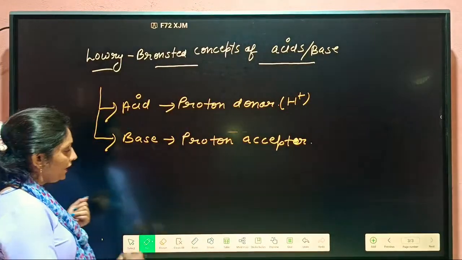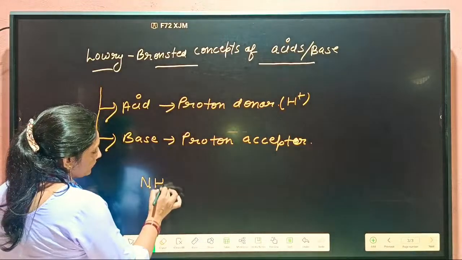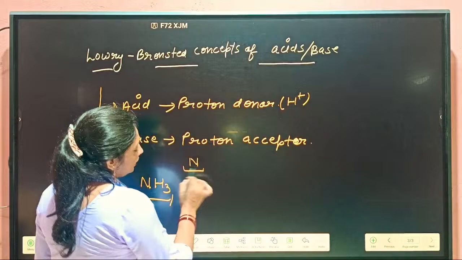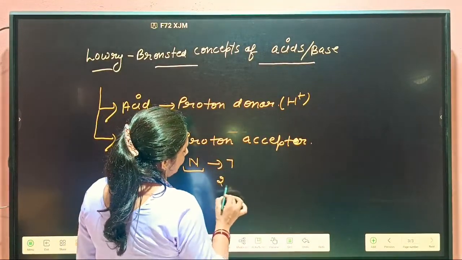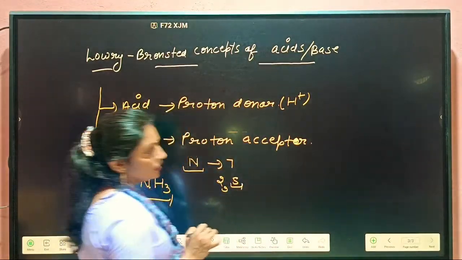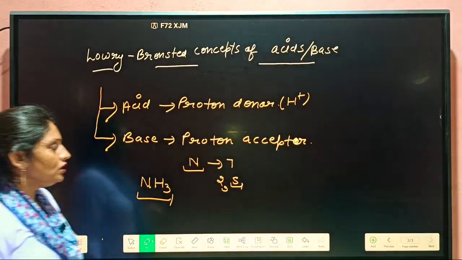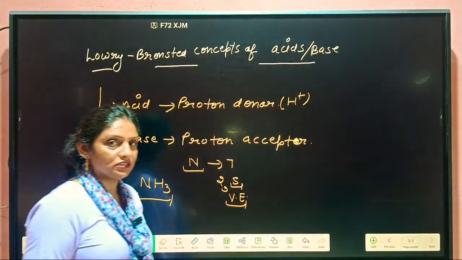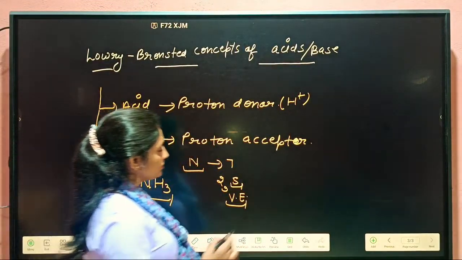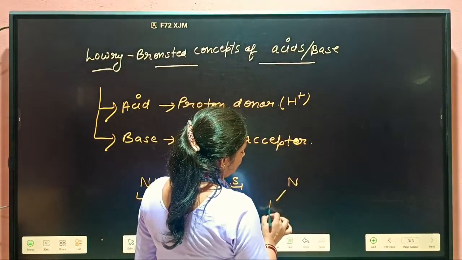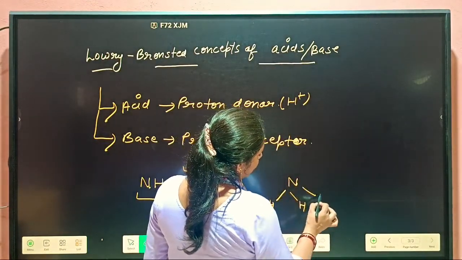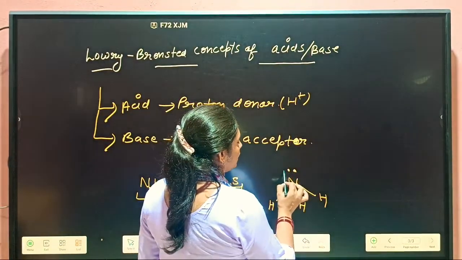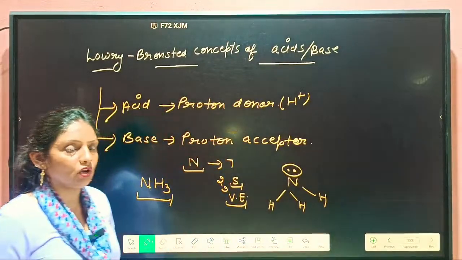Like that, students, if I talk about ammonia, you know very well, here nitrogen has atomic number 7, so it has 5 valence electrons. It can form a maximum of 5 bonds, but it is forming only 3 bonds: 1 bond with each hydrogen. One pair of electrons is non-bonded here. That is known as the lone pair.